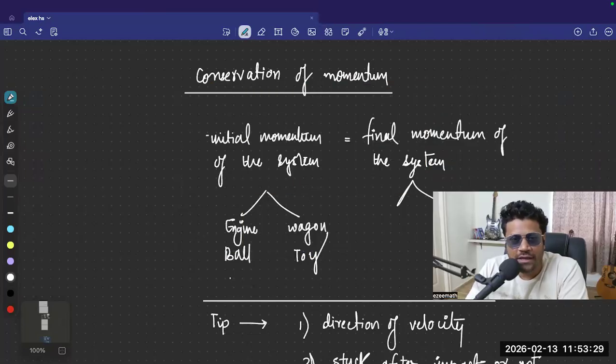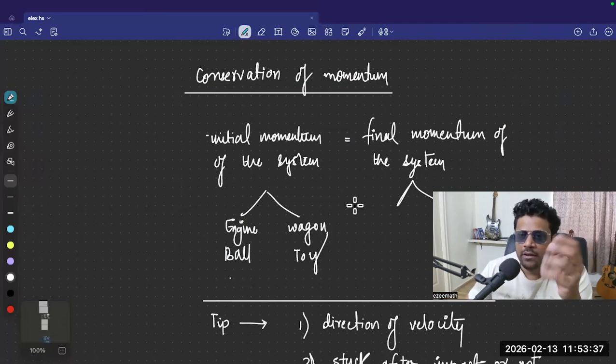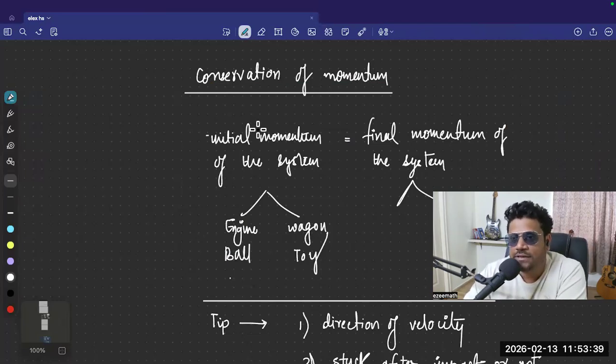So the most important thing about this topic is to know the application of it, and it is basically this thing that you see on the screen. The initial momentum of the system should be equal to the final momentum of the system. When I say system, it's supposed to be the objects that you see in the question.